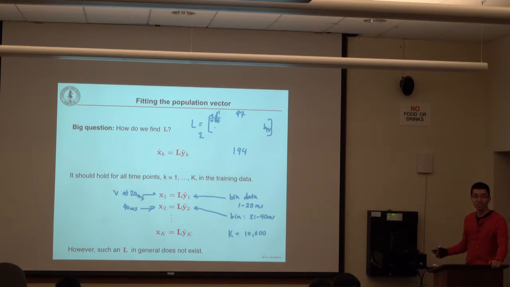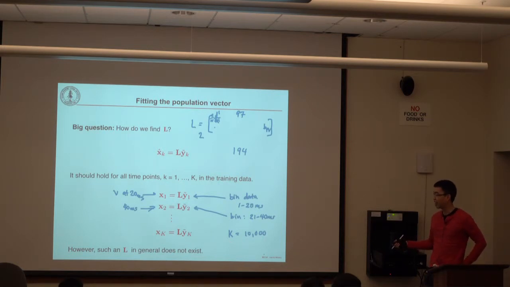But in general, this is what we call an overdetermined system. This simple L here that maps y to x can't hold for all 10,000 of these equations. So in general, this L doesn't exist. However, you can bet that because we have so many observations, 10,000 observations, we're going to have a lot of data to get L to be as good as possible. Okay.